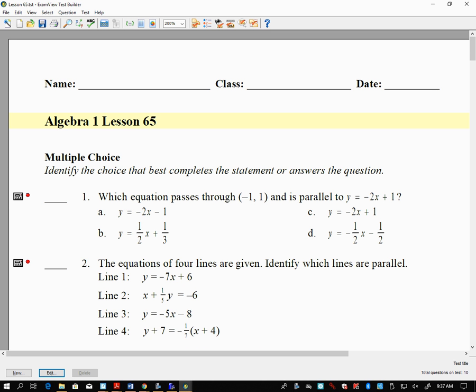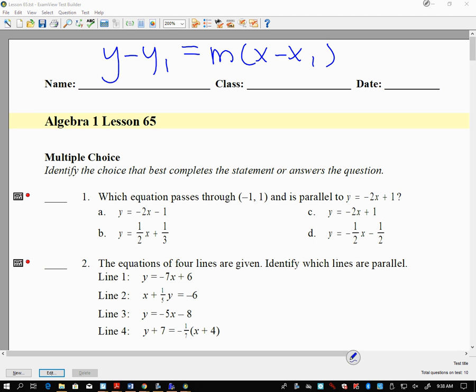All right, so we've got an equation that goes through the coordinate (-1, 1) and is parallel to y equals -2x plus 1. We want to know which equation it is. So we're going to go back to an equation that we've already used. Are we familiar with y minus y1 equals m times x minus x1? Yeah, we remember that.